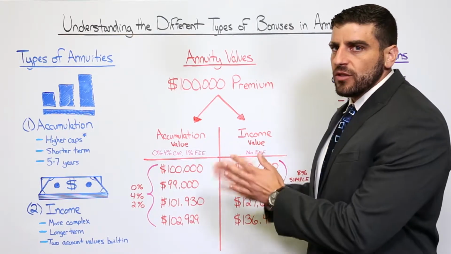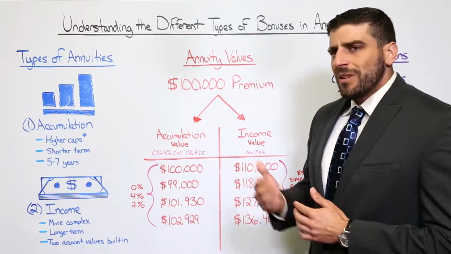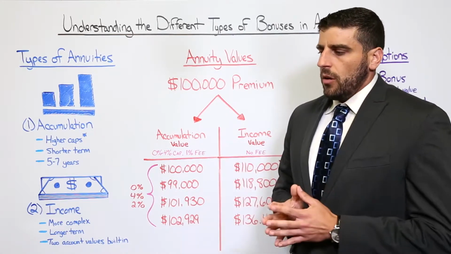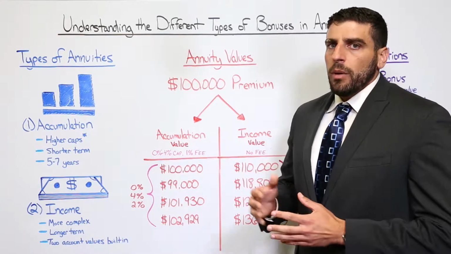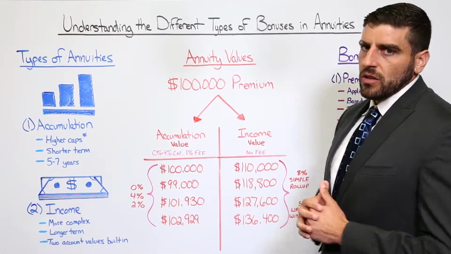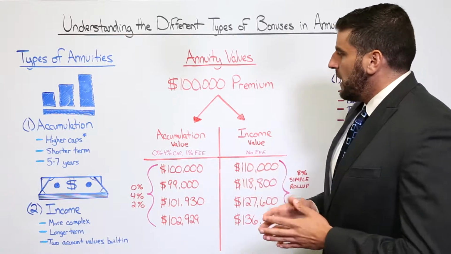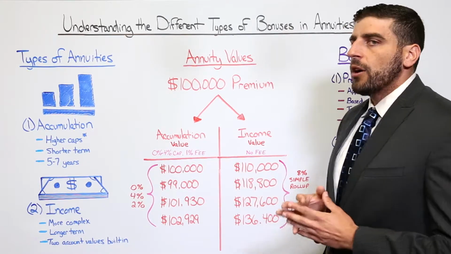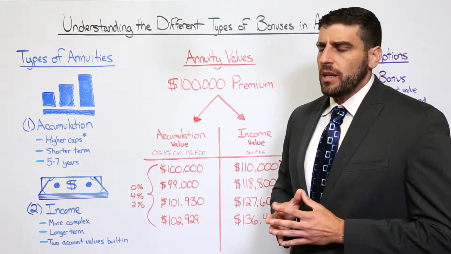Now that same product has 2 different accounts. It has an accumulation account and then it has an income account. In this specific example, we're just going to look at a basic product that I made up here. It's not any product in particular, but it's a basic one, how most of them will work. So we're going to take $100,000 in premium, and in each account we're going to have that first $100,000. In the accumulation account you start with $100,000. And in the income account, you actually start with $110,000 because this account has what's called an income bonus, which I'm going to break down for you in a minute.